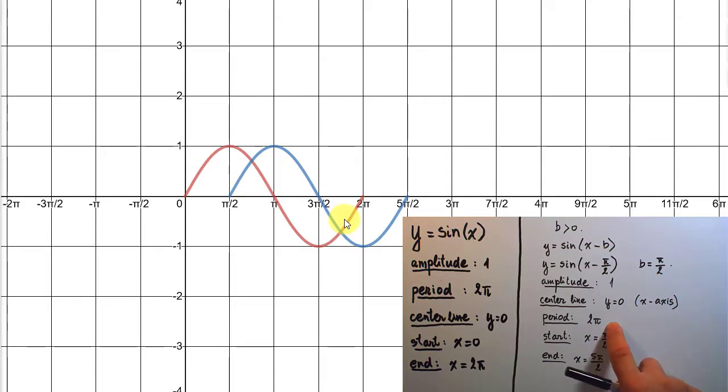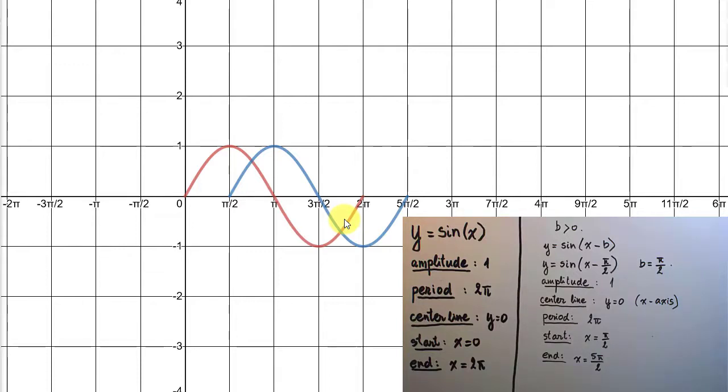So if we can do a little quick math right here, remember the whole idea about the period is that total length between the start and the end. So if we take the end point, 5 pi over 2, and subtract the starting point, pi over 2, we end up with 4 pi over 2, which in turn reduces down to 2 pi. So this is perfectly consistent with what we concluded through observation earlier, that on this blue graph, sine of x minus pi over 2, the period is 2 pi.